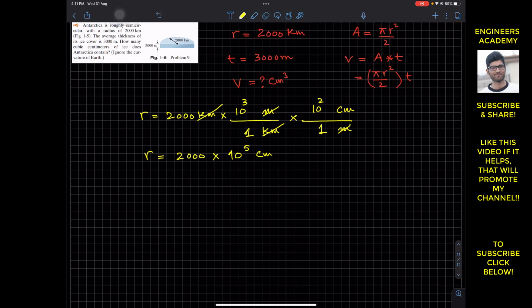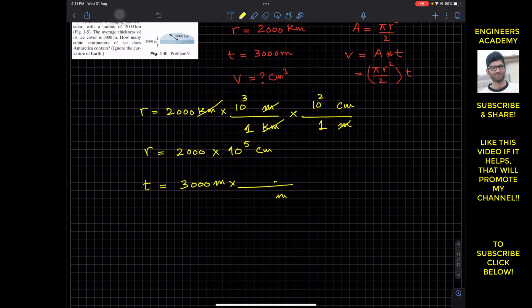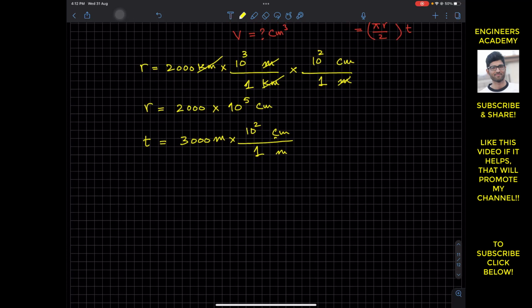Now we need to convert the thickness into centimeters as well. I will write T. T is 3000 meters. Again we need to cancel out meter, so we write meter in the denominator and centimeter in the numerator. 1 meter is equal to 10 raised to the power 2 centimeters, and the meter cancels out, so this will be 3000 into 10 raised to the power 2 centimeters.